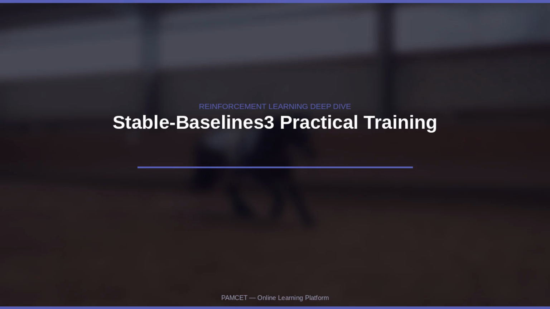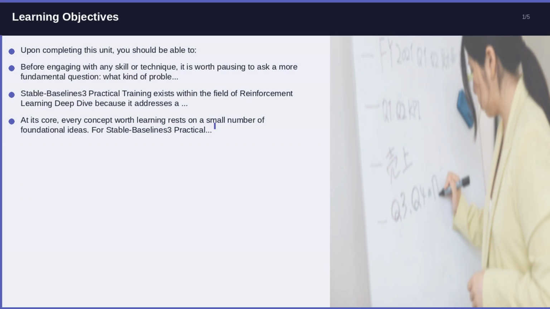Let us get started. Learning objectives. Upon completing this unit, you should be able to articulate the core principles of Stable-Baselines3 practical training in your own words without reference to notes, distinguish between correct and incorrect applications of these principles in realistic scenarios, identify the conditions under which standard approaches are appropriate and when alternatives must be considered, apply the concepts from.